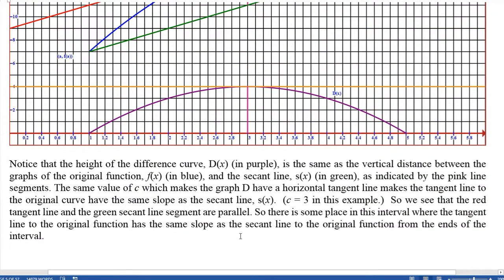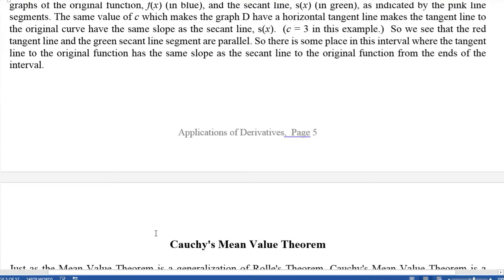Okay, so I think we went over everything I'm saying there. And so we're going to generalize this once again in the next video to something called Cauchy's mean value theorem.